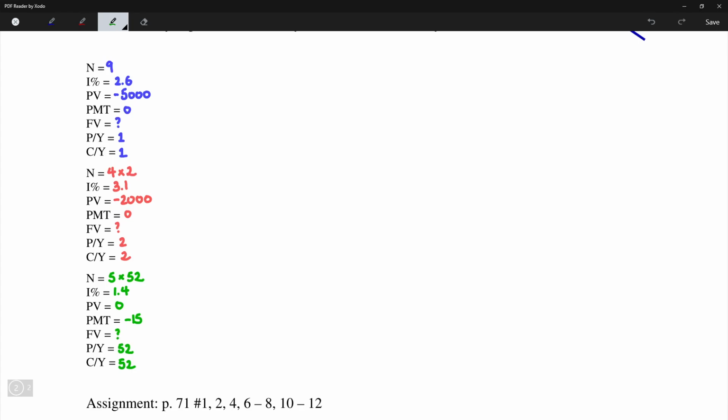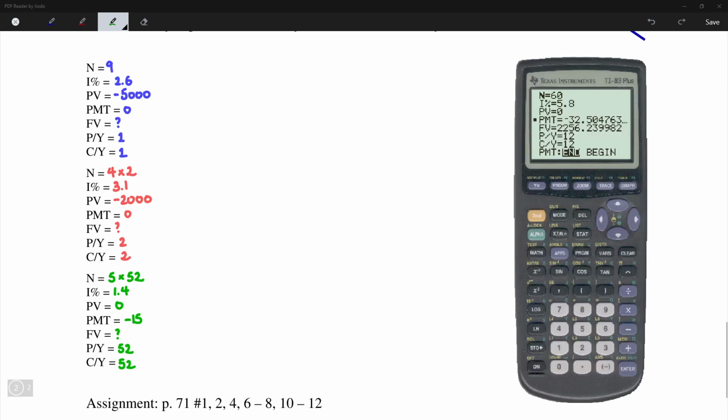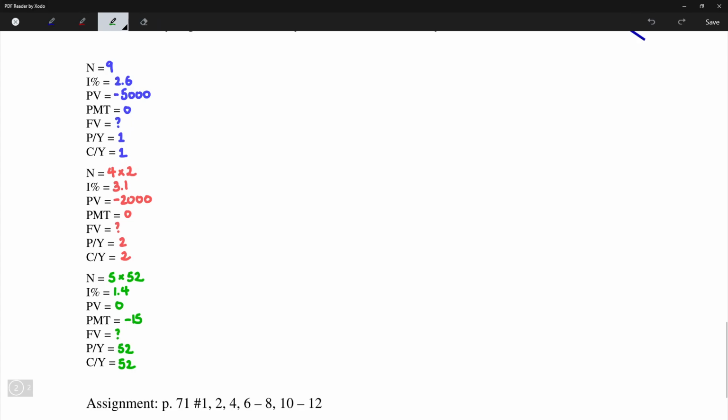Okay, let's look at what we have. First part, n is equal to 9. Interest rate is 2.6%. Negative 5,000 is the present value. 0 for PMT. And then both the last two values were 1s. So the future value there will be $6,299.36. Let's go ahead and write that down.